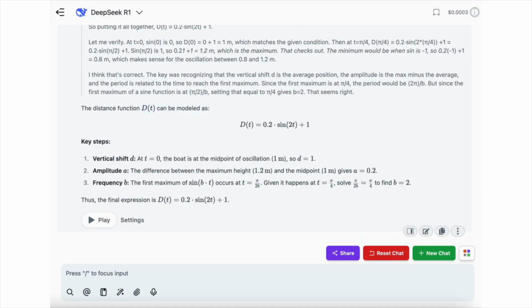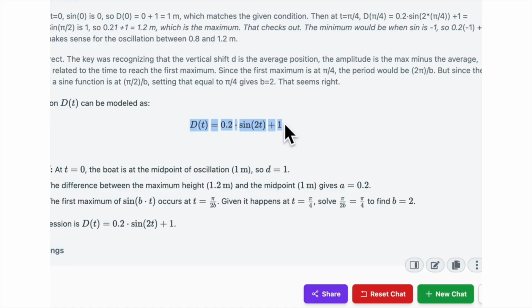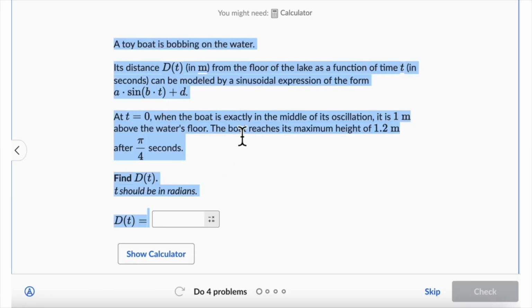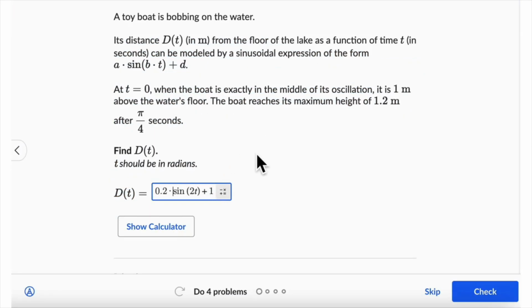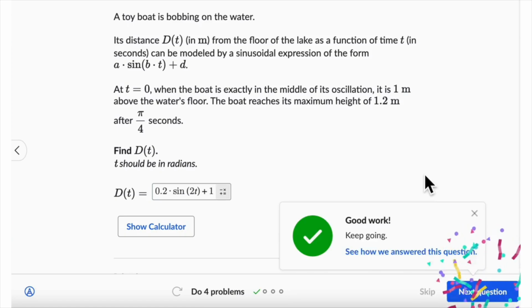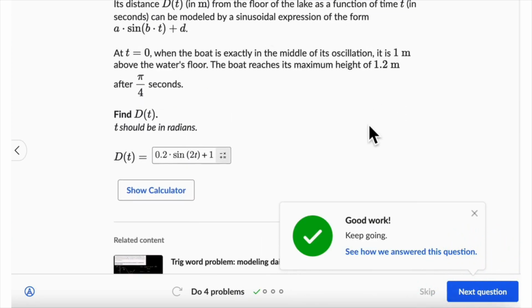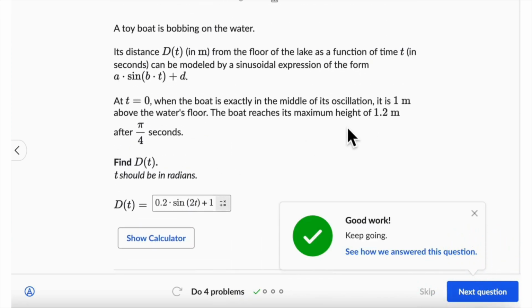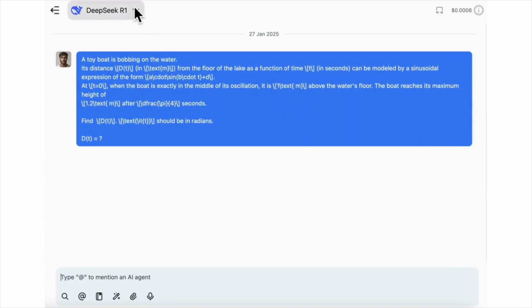The final answer is DT equals 0.2 to sine of 2T plus 1. Let me check. Correct. Wow, amazing. I think this question is a difficult one, but it still manages to solve it correctly.